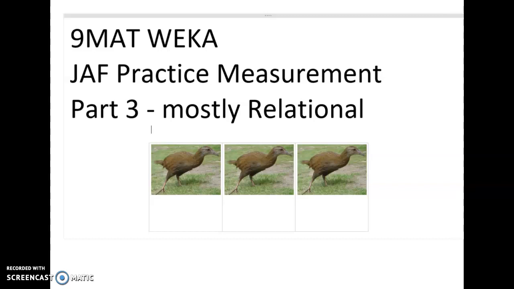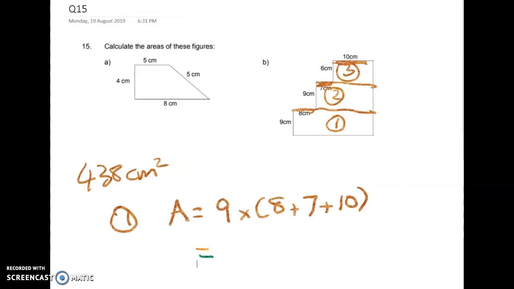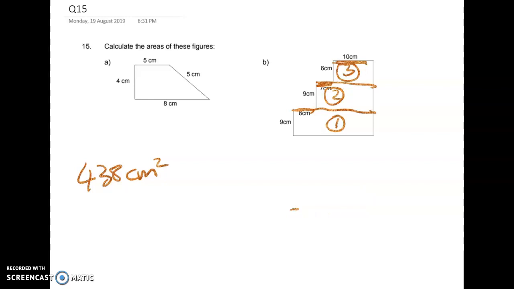I'm going to start in at about question 15, which is this one here. So in part 2, I've got up to question B, but I didn't get time to finish it off. So I'm going to go through it here now. The final answer that we should get to is 438 centimetres squared, but I want to look at how we can work up to that point.